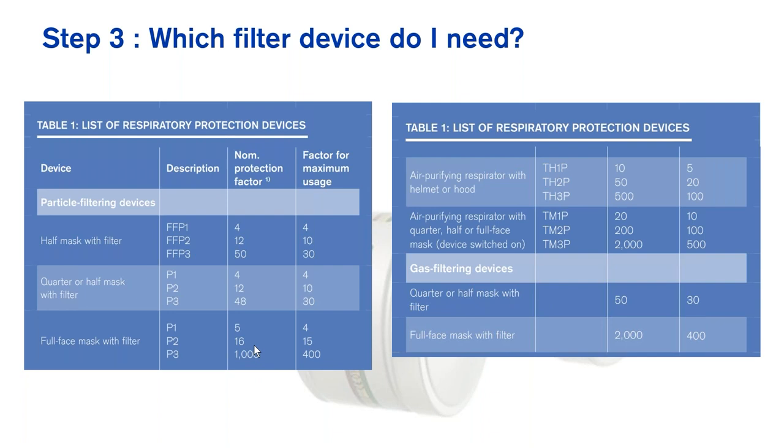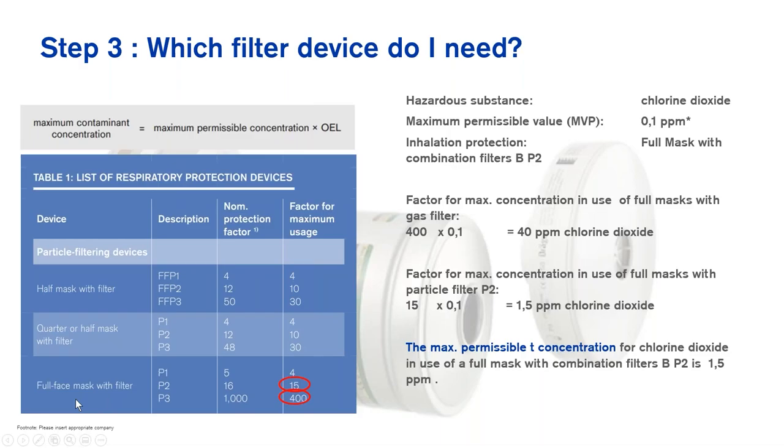The next calculation depends on your environment, if you want to calculate the maximum concentration level that I can go to with my filters. For example, chlorine dioxide, which I showcased here. I know I need to filter against chlorine dioxide, but I do not know the maximum concentration. Am I supposed to use a mask and filters? So I will use my B and P2 filter, with the concentration of 0.1, based on the maximum calculation: 400 times 0.1 is 40, and because there's dust involvement, you take 15 times 0.1, and we take the lowest value, which is 1.5. That means 1.5 ppm chlorine dioxide is the maximum concentration that we are allowed to use.